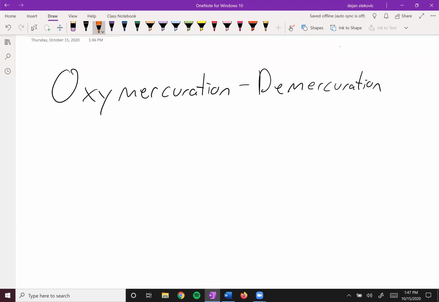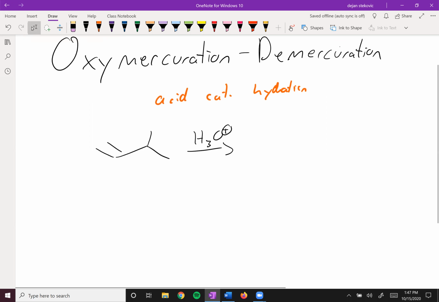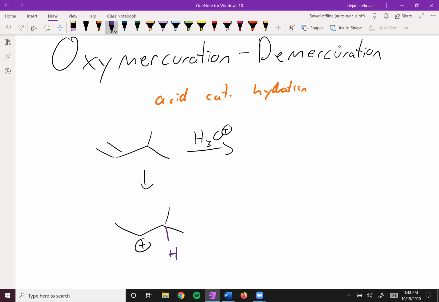All right, so last time we saw how to add an alcohol through an acid catalyzed hydration. Right, so we have our alkene, and then we add some dilute acid, right? The first step is going to be the formation of this carbocation in the more substituted position. But what we saw is that here we can actually have some carbocation rearrangement, right?